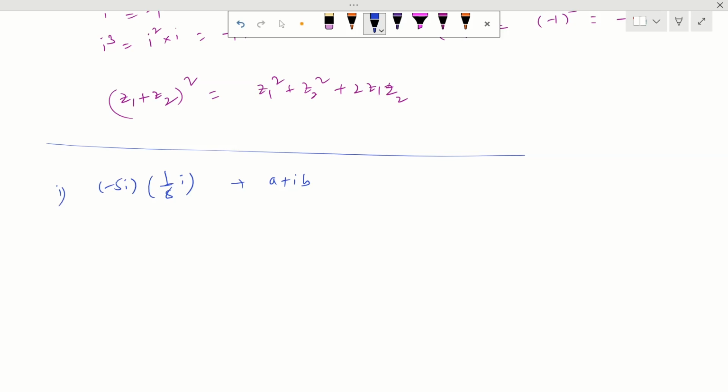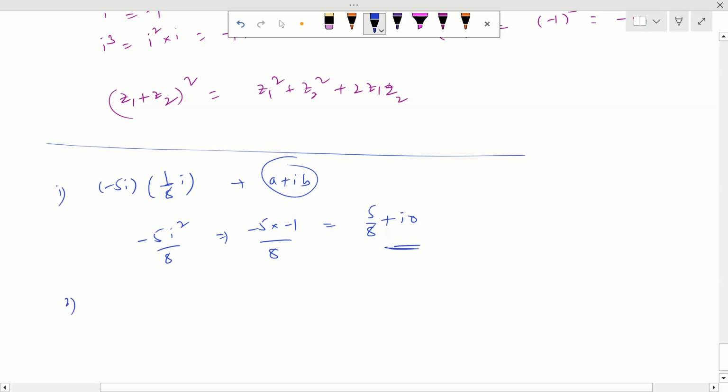So how can we express this one? We need to multiply here. Here i into i is i square, so it is 5 i square by 8. Then i square value is minus 1, so it is 5 by 8. Minus into minus is plus, so 5 by 8, and the i part is 0 here. We can write it in this form.